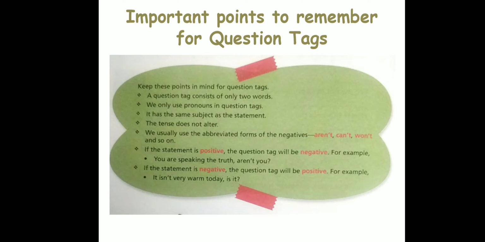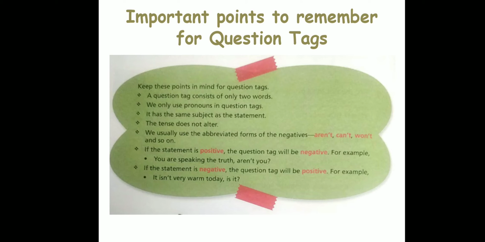Let's look at the next rule. The tense does not alter. Alter means change. So the tense of the statement should not change. If it is a present tense statement, it should be present. If it is past, it should be past. If it is a future, the question tag should also be in the future tense. That is very clear. It's a very simple rule. Next one. We usually use the abbreviated forms of the negatives aren't, can't, won't, and so on. So if you have to use the negative version of the question tag, you will use the contractions. You will not use are not, has not, did not. No, you will not use all that. You will use contracted forms like aren't, hasn't, didn't, won't, something like that.